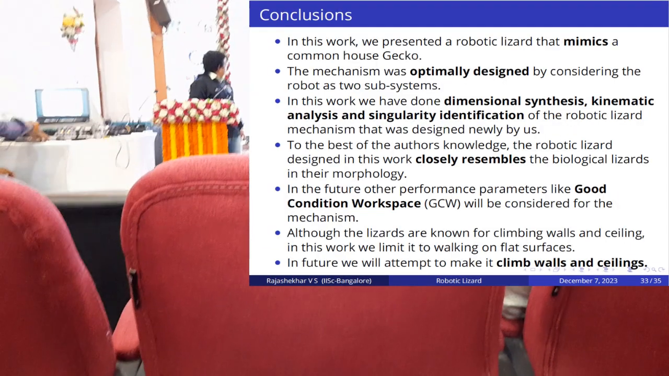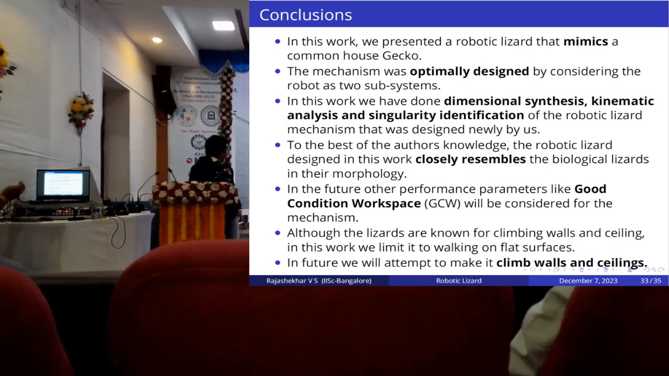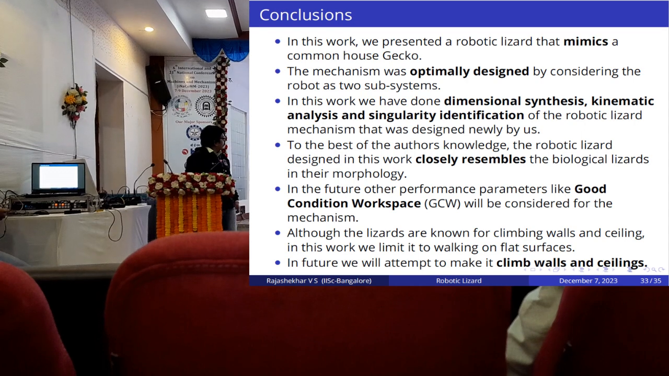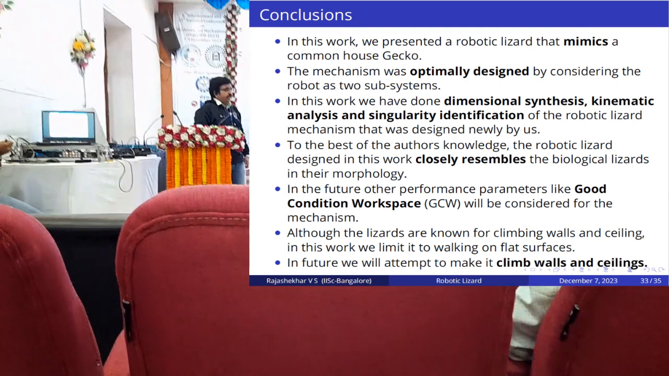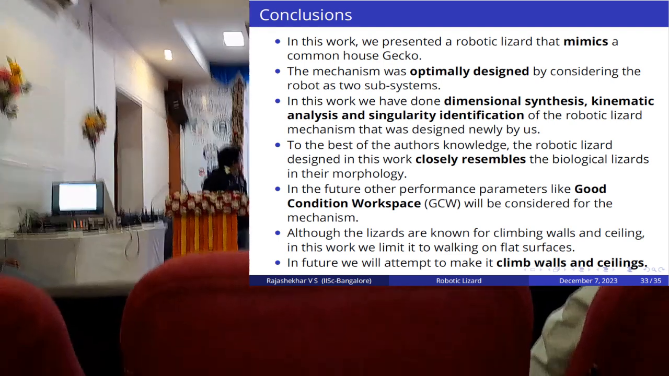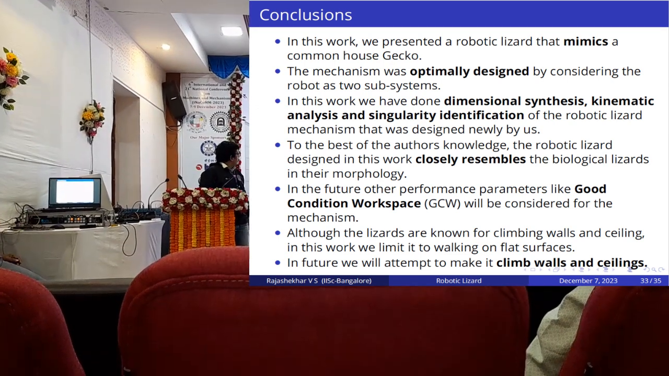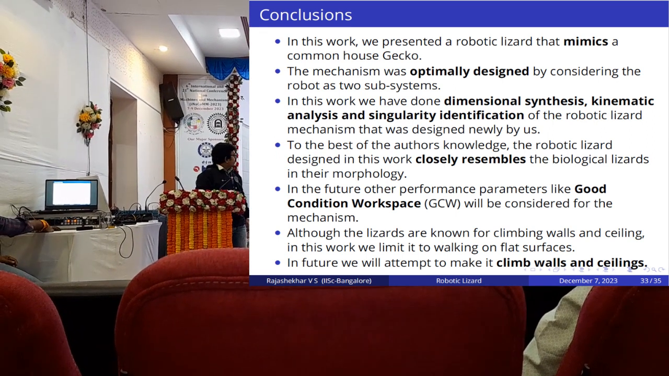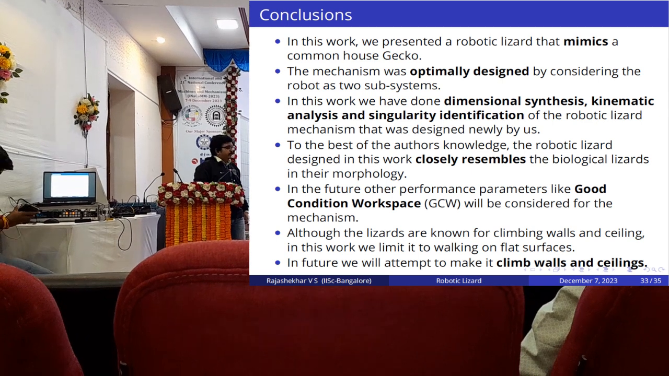And coming to the conclusion, we presented a robot which mimics a gecko. We optimally designed it so that the link lengths are optimal. Then the dimensional synthesis, kinematic analysis, and singularity identification were done. It closely resembles a robotic lizard, and a good conditioning workspace will be considered in future work.